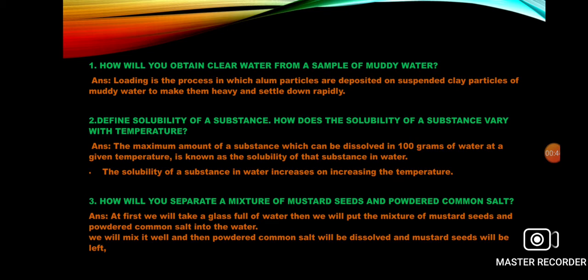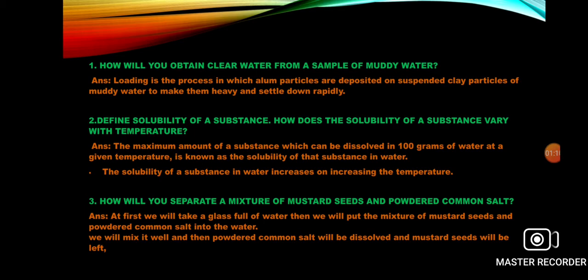Now what happens, the particles of the alum are deposited on the suspended clay particles of the muddy water, and that makes the clay particles heavy, and then the clay particles settle down rapidly. Then the clear water is obtained by the process of decantation. So this is how you can obtain clear water from a sample of muddy water.